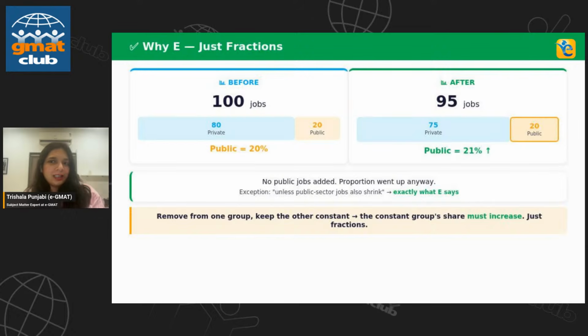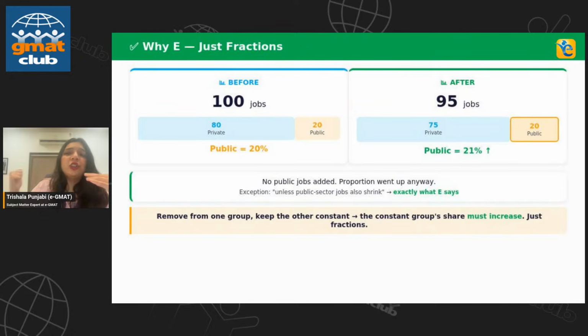Now let's talk about E, which I think quite a few of you did get correct. Before, if there were 100 jobs, out of which 80 were private and 20 were public, which means public was at 20%, and after that there are 95 jobs with 75 private and 20 public. The option is saying that the number of public jobs is the same. The number of private jobs is decreasing. So it is very obvious math that if the number of private jobs decreases, the proportion of public jobs will increase if the number is the same. Got it? Which is exactly what E says.